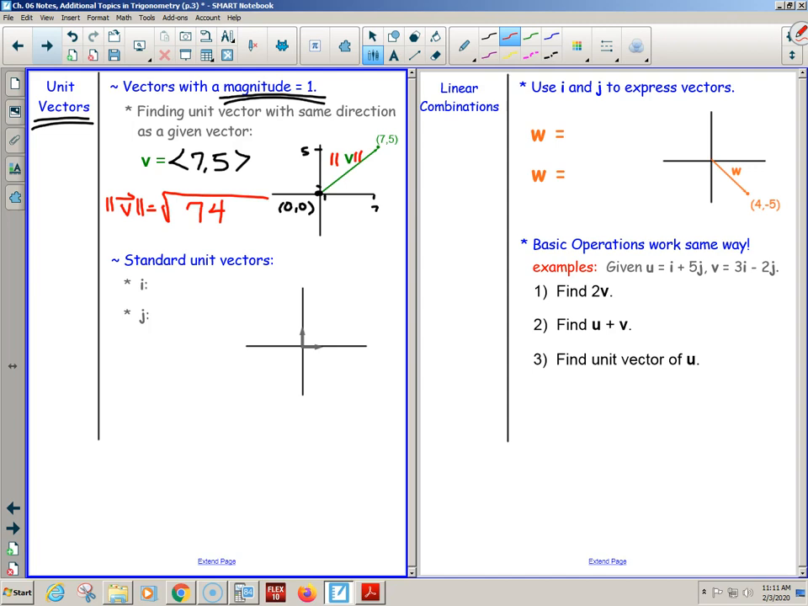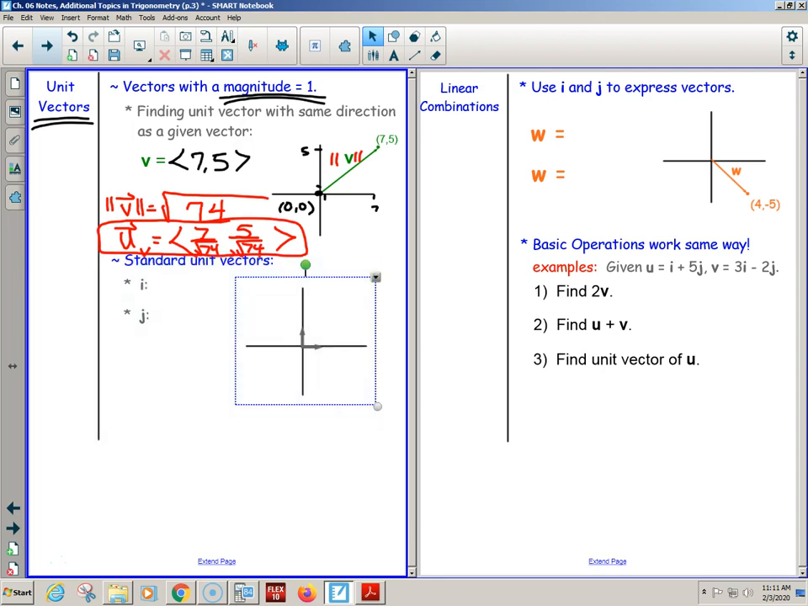True? So how do I get a unit vector of this guy? I call it u for unit. That's just me. I call it u sub v because it's the unit vector of v. And guess what you do? All you got to do is take the old horizontal and the old vertical and do exactly what you saw me do a second ago. How did I scale it back? Divide.